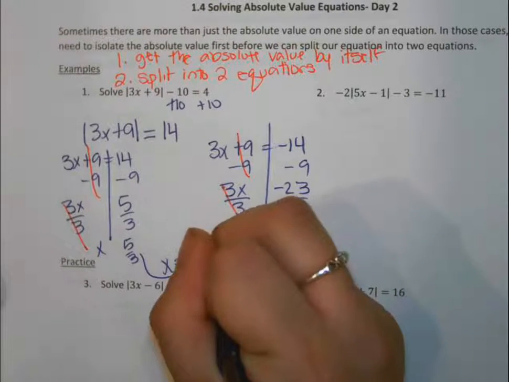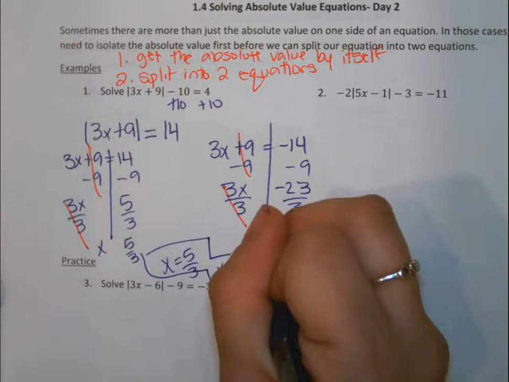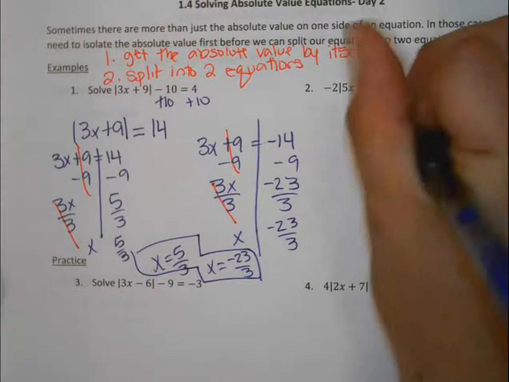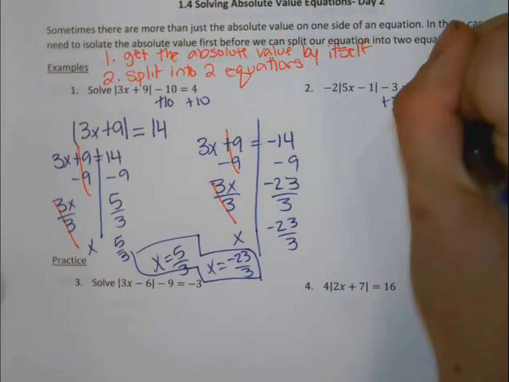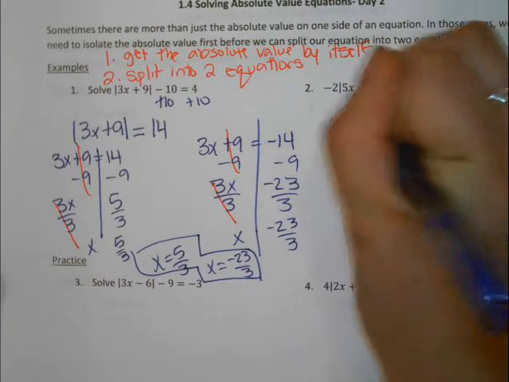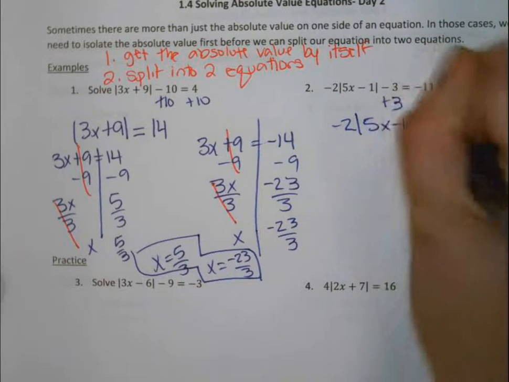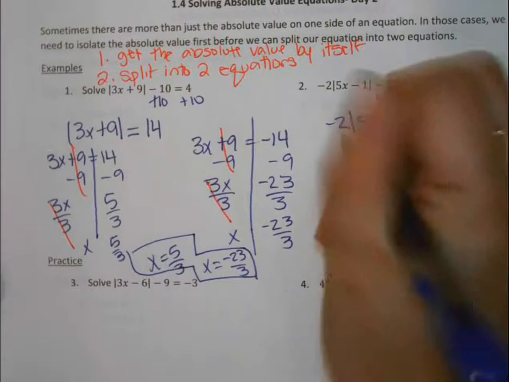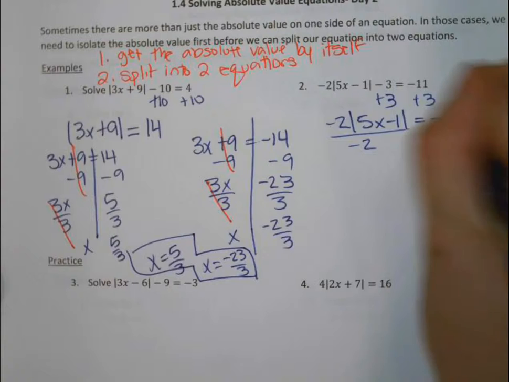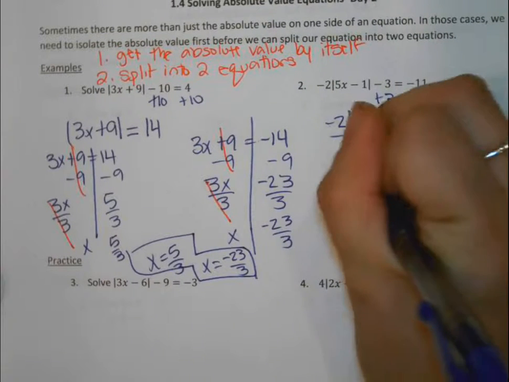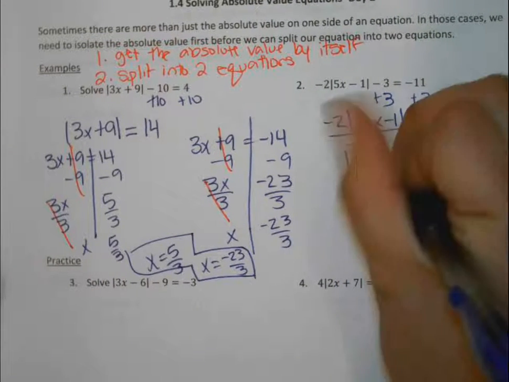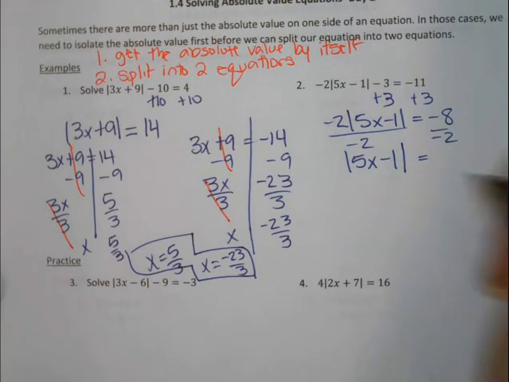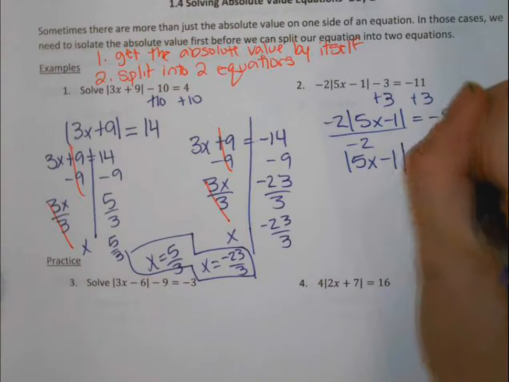So those are my two answers. Number 2, I'm going to start by adding 3 to both sides. I have negative 2 absolute value 5x minus 1 equals negative 8. Then I'm going to divide by negative 2 on both sides. I have absolute value 5x minus 1 equals a negative divided by a negative turns positive, so I have 4.